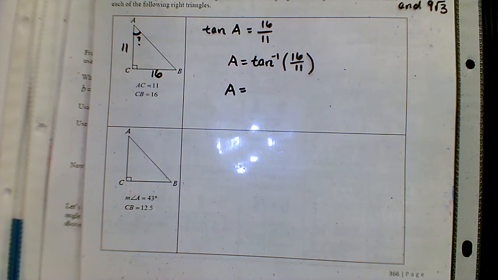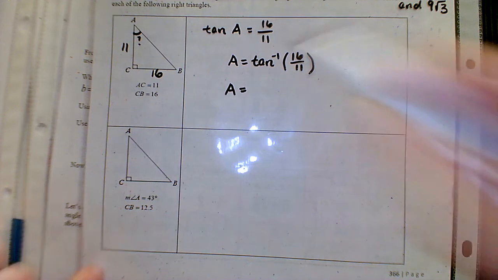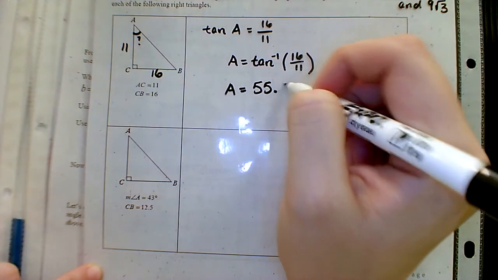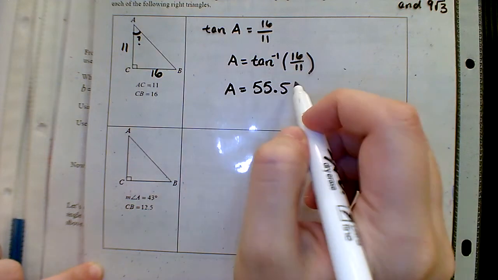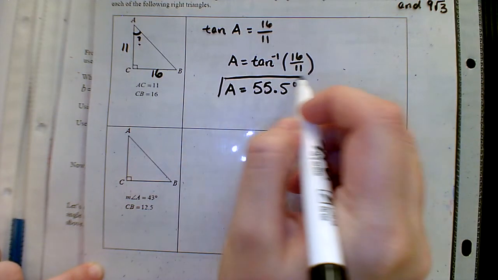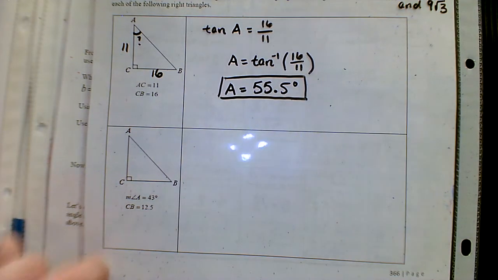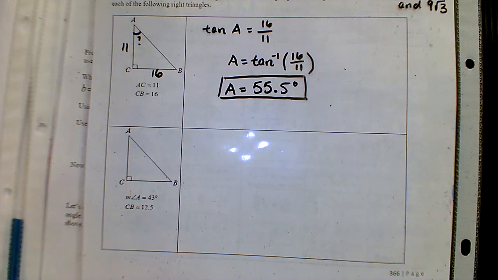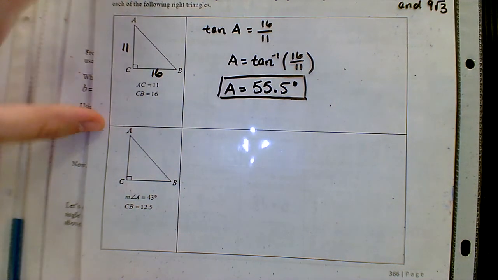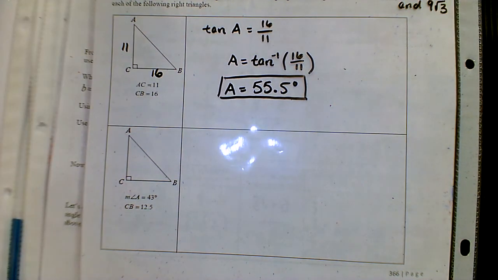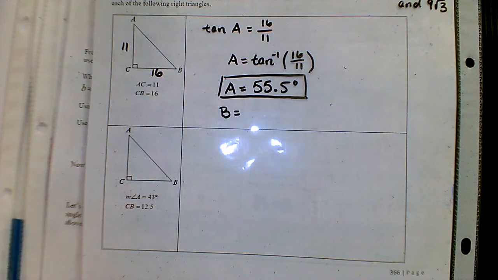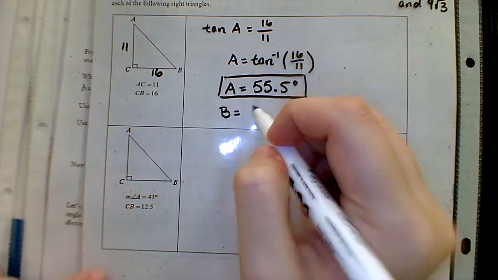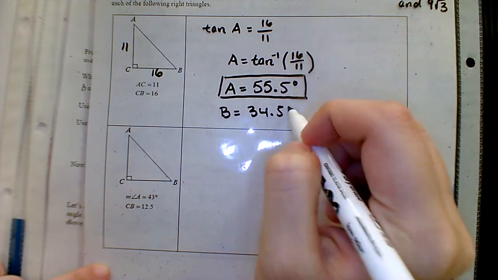Can we get our angle measurement? Yeah? 55.5, okay. Or 49, yep. However you want to round, that's fine. All right, so now that we know what angle A is, do you think we can figure out angle B fairly quickly? If there's 180 degrees in a triangle, good, Marie? 34.5, good.